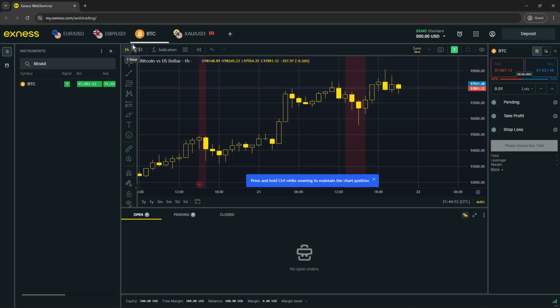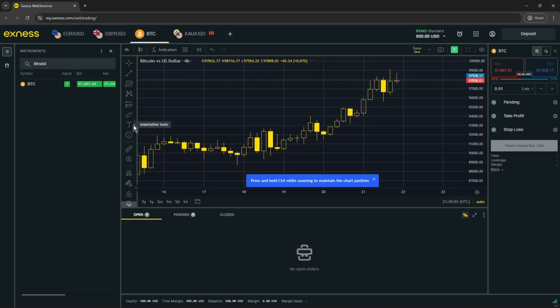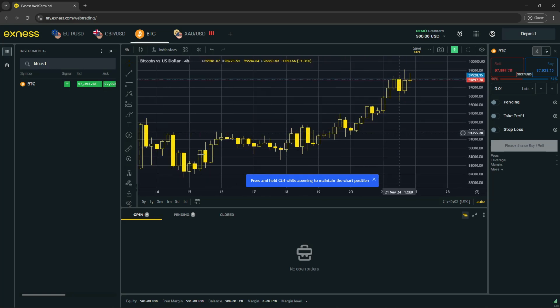But to get a clear view of the trend, let's change it to the 4 hours candle. It takes a little while to load here, and now this is the 4 hours candle, and every candle is 4 hours. So this is 4 hours, 8 hours, 12 hours, 16 hours, 20 hours, and 24 hours.